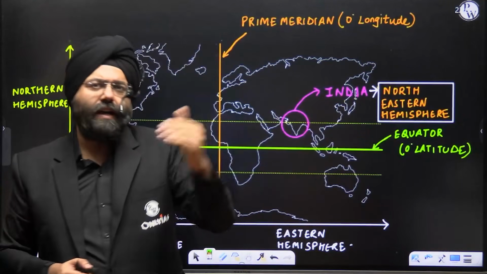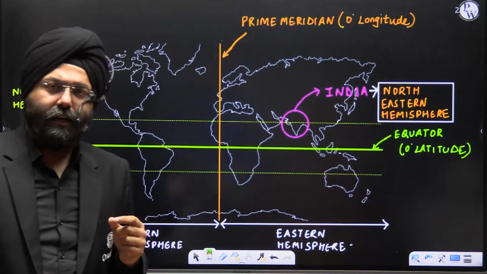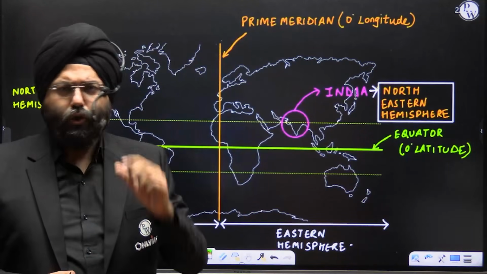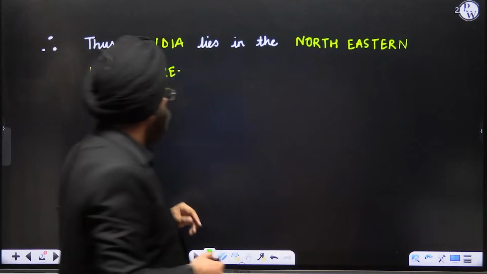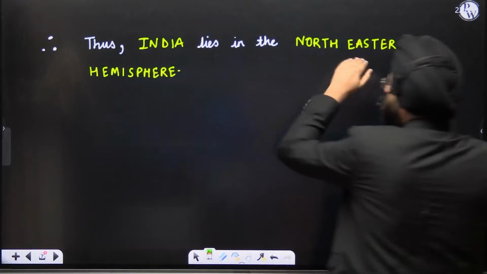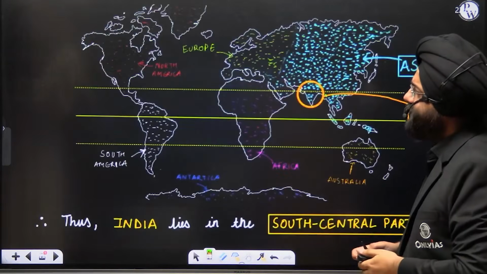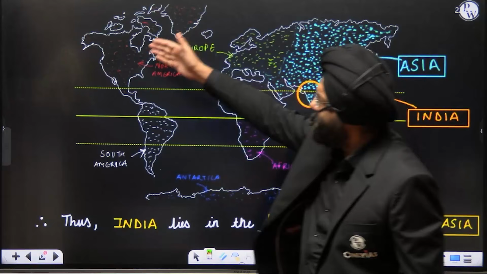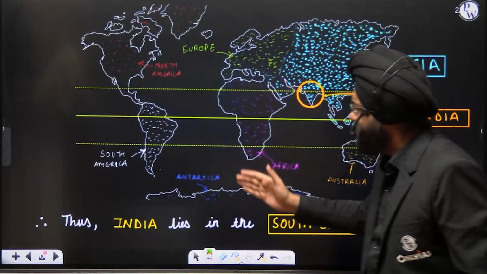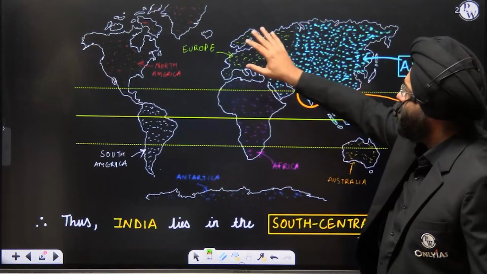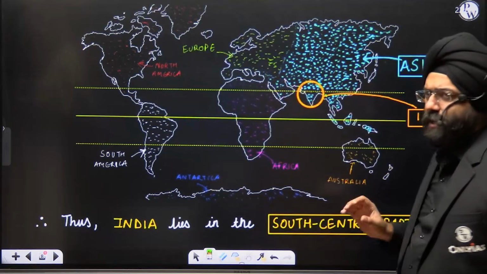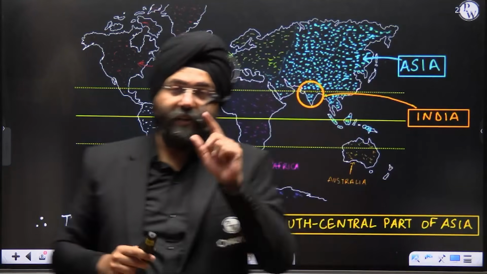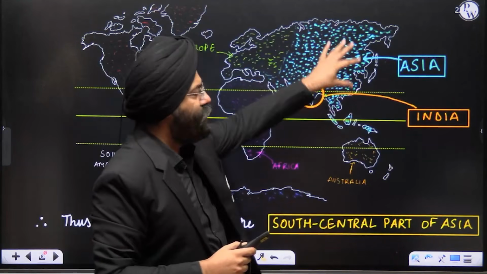Let's move ahead and analyze India from the perspective of the various continents that are present. You very well know, as we have mentioned, India lies in the northeastern hemisphere. Now, if we see from the perspective of the various continents, there is North America, South America, Antarctica, Africa, Europe, Asia, and Australia. So many continents are present. But when we refer to India, we very well know that India is a part of Asia.